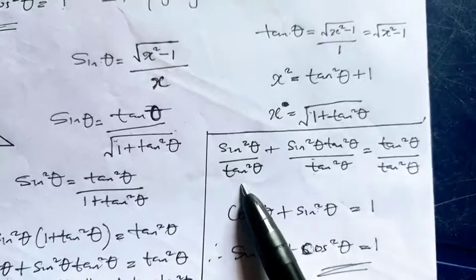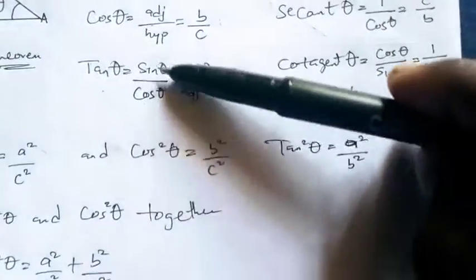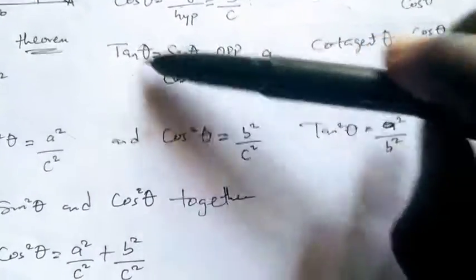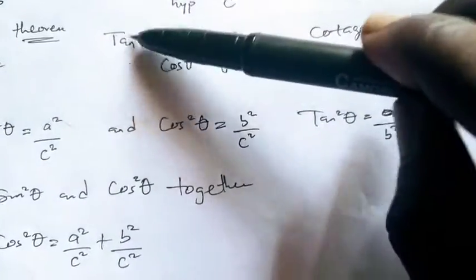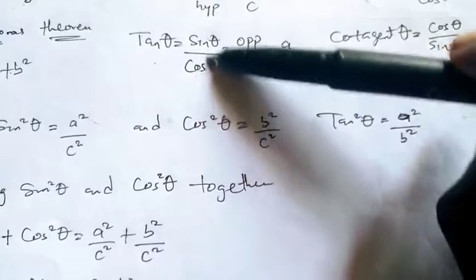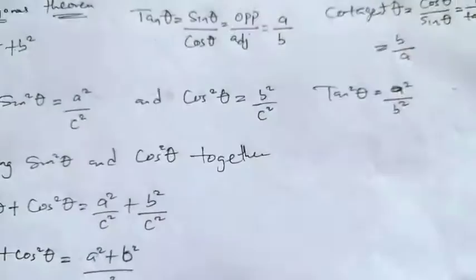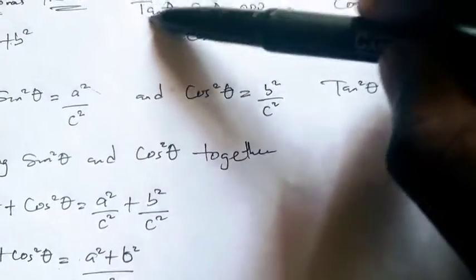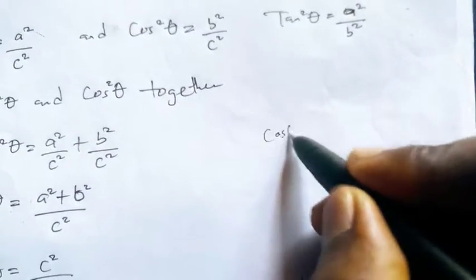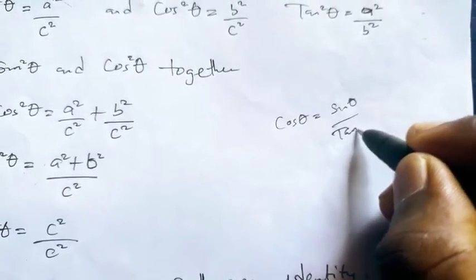Sine square theta divided by tan square theta. Now we recall from this first trigonometric identity here that our tan theta is equal to sine theta over cos theta, making cos the subject here. I'll have that cos theta is equal to sine theta over tan theta. So if I make cos the subject here, cos theta will be equal to sine theta over tan theta. And that is what we have seen here.